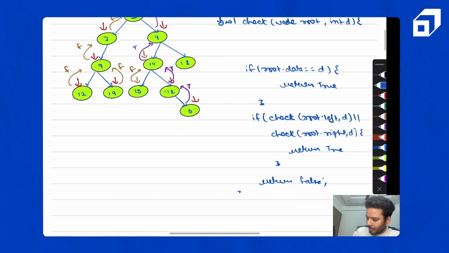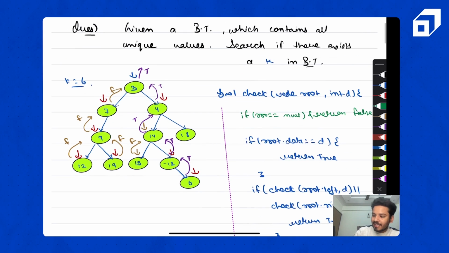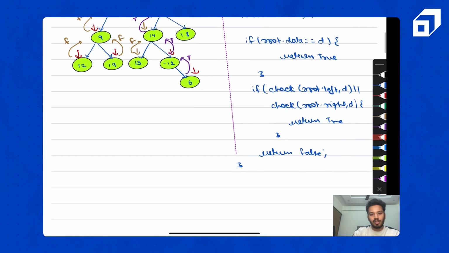So this is how the code will be, and the base case is simple. When 12 asks its left and right child and they are null, they should return false. So if root double equals null, return false. So now we know how to check whether a particular value exists in the tree or not, correct? In a binary tree. In a BST, checking is even faster. You can skip one child, left or right. You can skip one half of the tree every time.